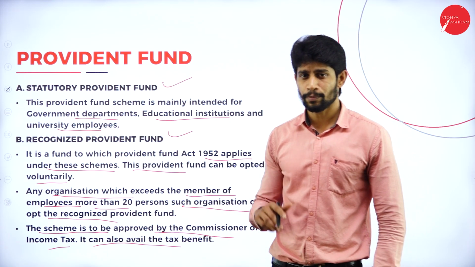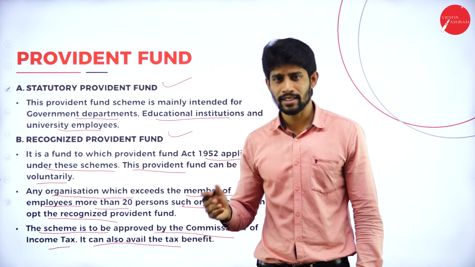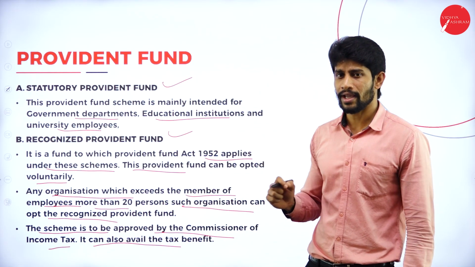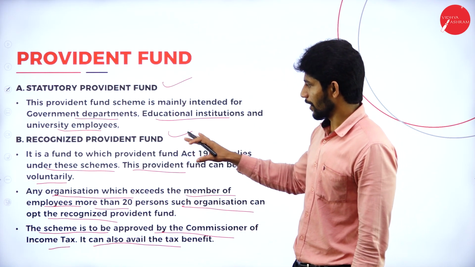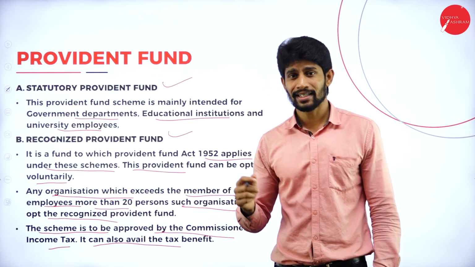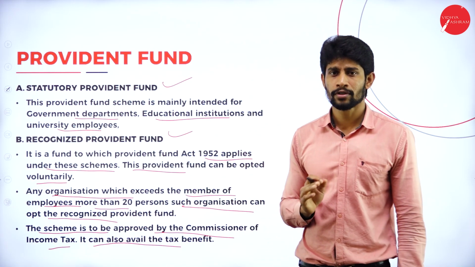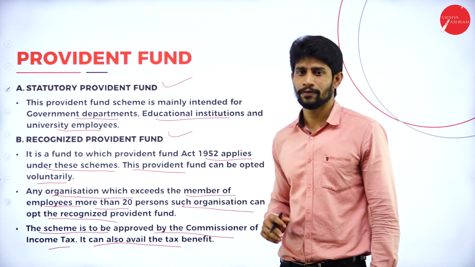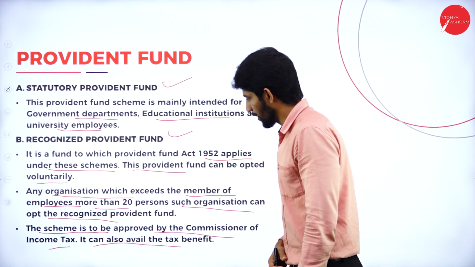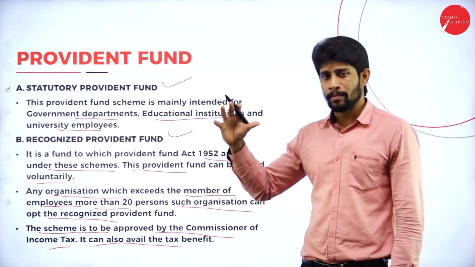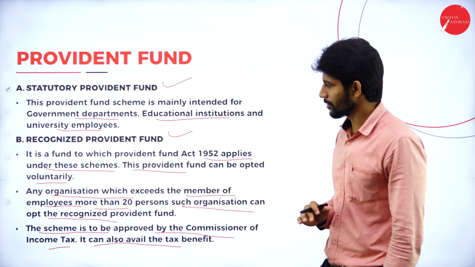Recognized provident fund can be opted for by any kind of industry or organization where the number of employees is more than 20. Under it, there is a tax benefit, and the organization is supposed to approach the tax authority for the tax benefit of the employee for contributing towards the recognized provident fund. So companies with more than 20 employees can opt for this recognized provident fund.